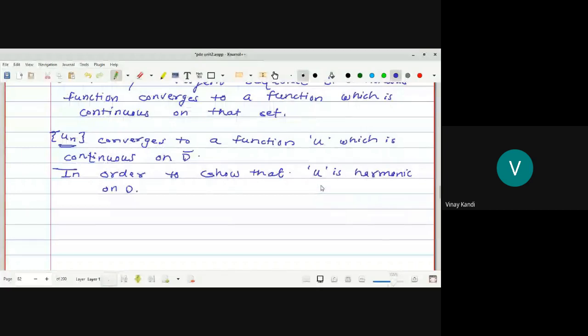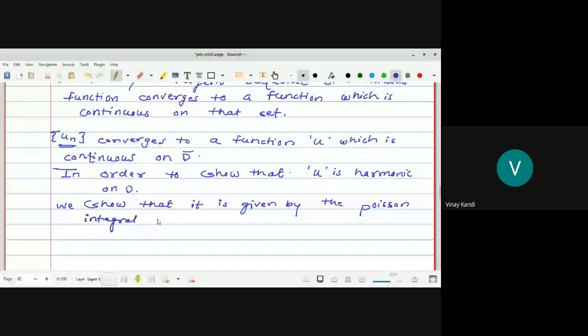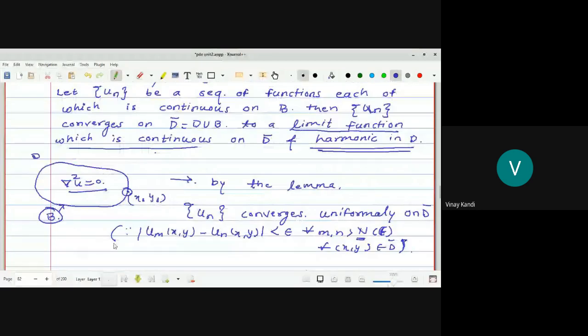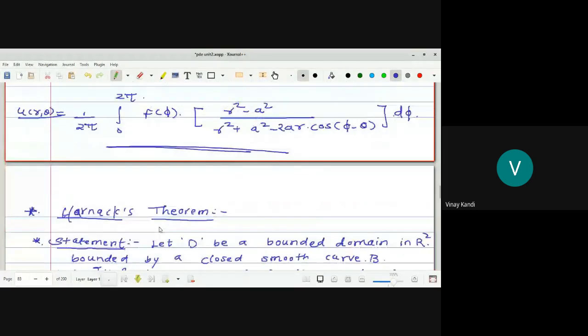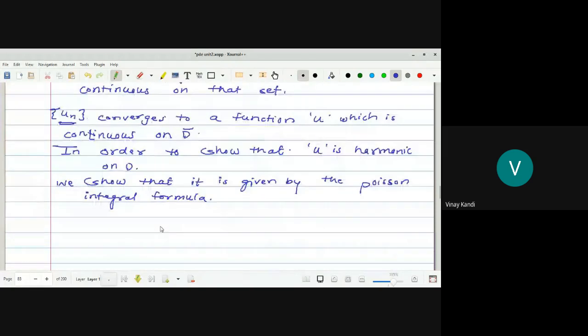So here we have to show that U is harmonic on D. We show that it is given by the Poisson's integral formula. Okay, in the previous lecture we saw the integral formula, this one, the Poisson's integral formula, U of r theta is equal to... So here we have to show that it is given by Poisson's integral formula.